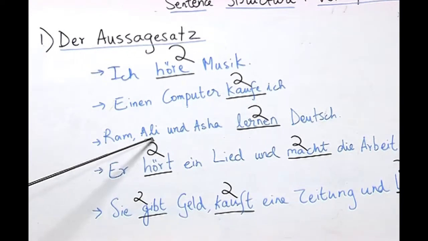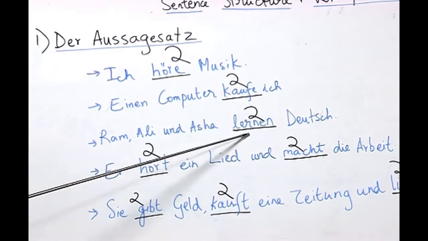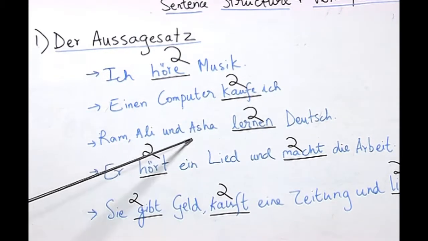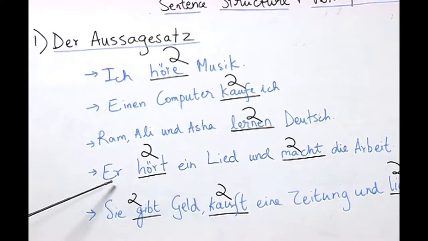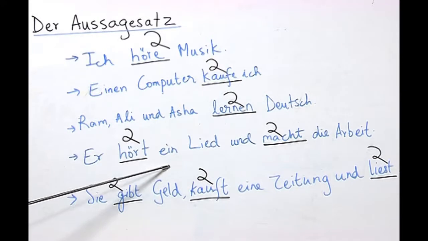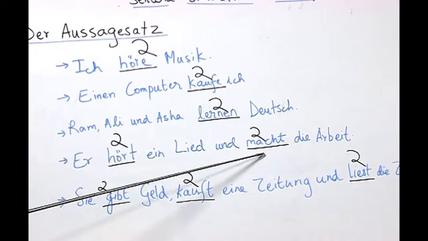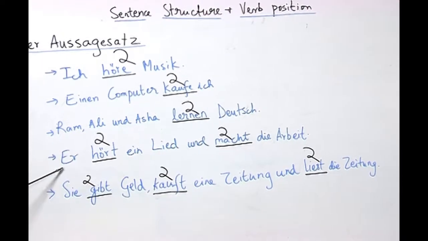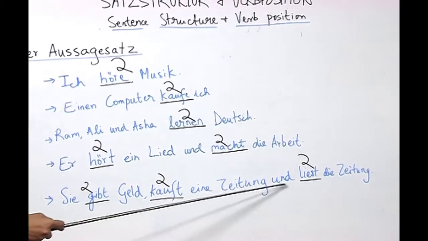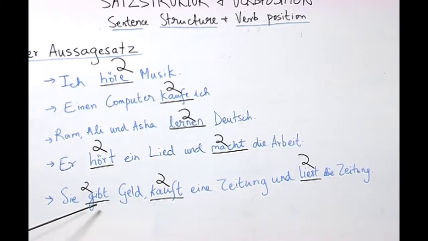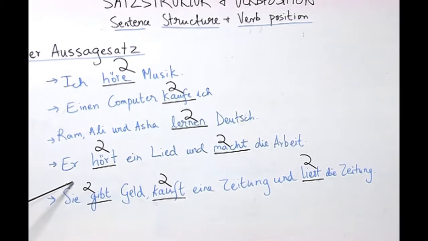If you look at this sentence Ram, Ali und Asha, the verb here also plays a very important role. Here the verb lernen is conjugated because here we have three nouns. So, nouns when they are in plural, they conjugate the verb according to the respective ending. Here we have singular pronouns hört ein Lied und macht die Arbeit. As you can see here the verb is at the second position and also the following verb is conjugated according to the subject here. The same way this sentence Sie gibt Geld, kauft eine Zeitung und liest die Zeitung is a long sentence where three verbs gibt, kauft und liest are conjugated according to the subject Sie, which is at the first position.